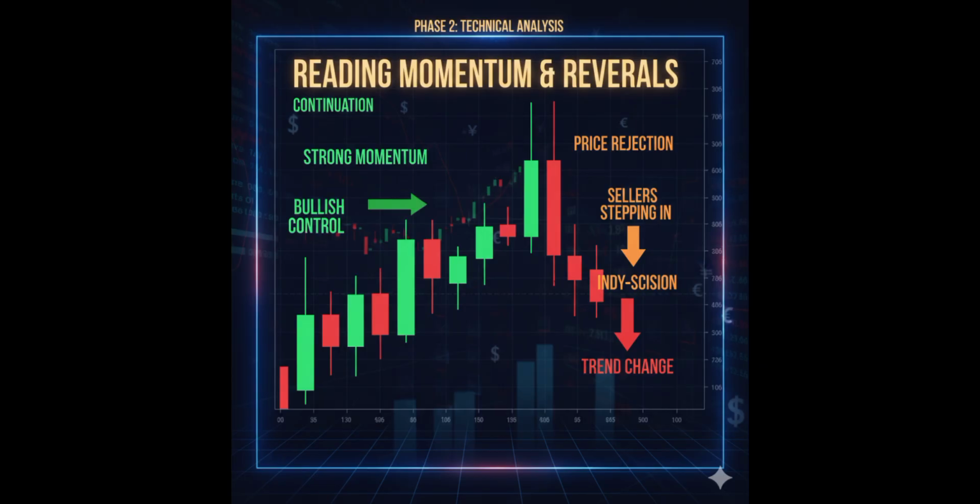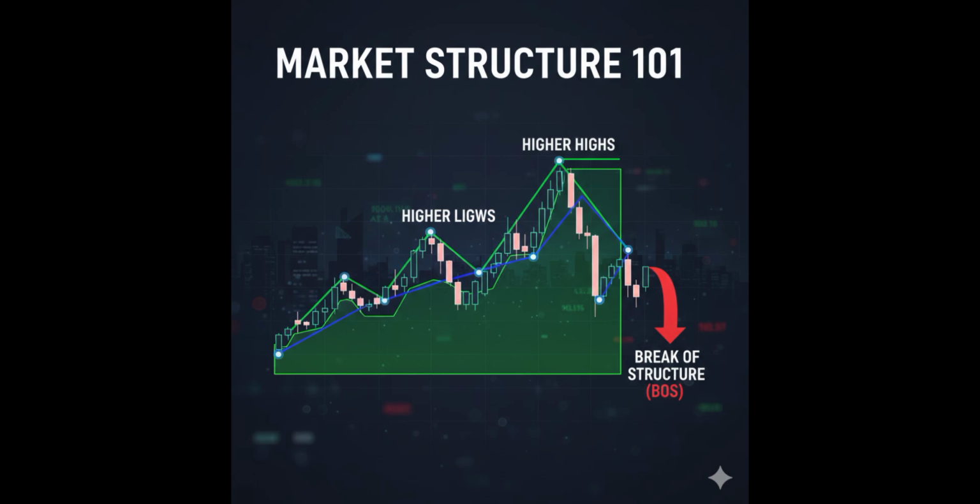Section 2. Market Structure 101. The Architecture of Price. Now that we understand the individual bricks, let's look at the blueprint, market structure. This is arguably the most crucial concept in technical analysis. Price doesn't move in a straight line, it moves in trends, forming patterns. An uptrend is defined by a series of higher highs (HH) and higher lows (HL). Think of it as climbing stairs. Each new peak is higher than the last, and each pullback finds support at a level higher than the previous low. Buyers are consistently overcoming sellers.